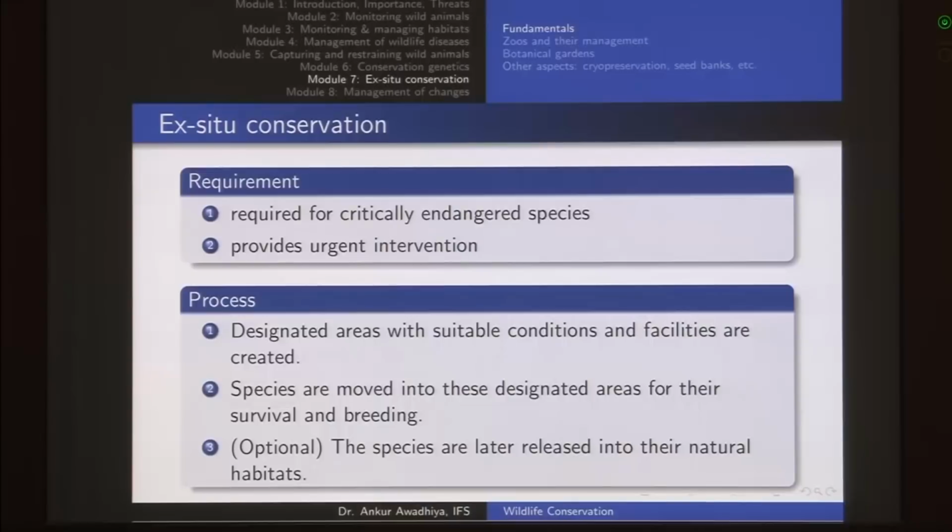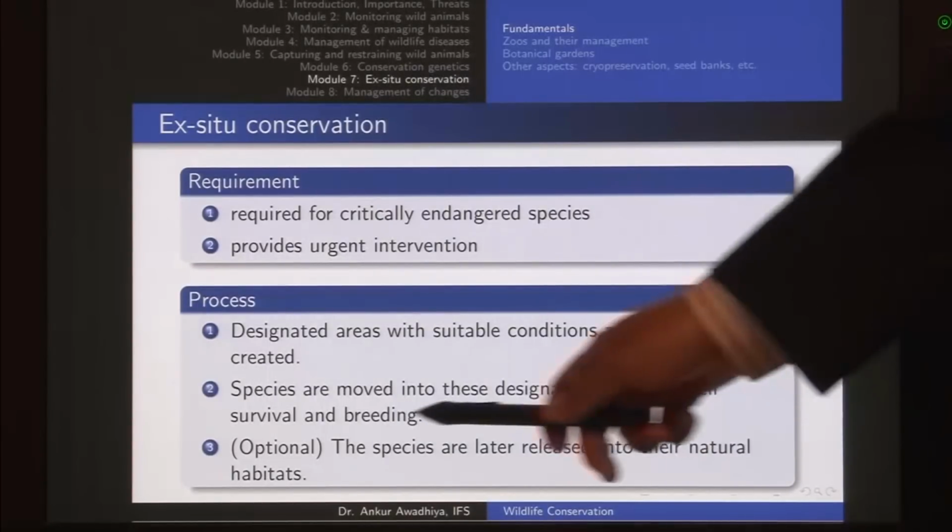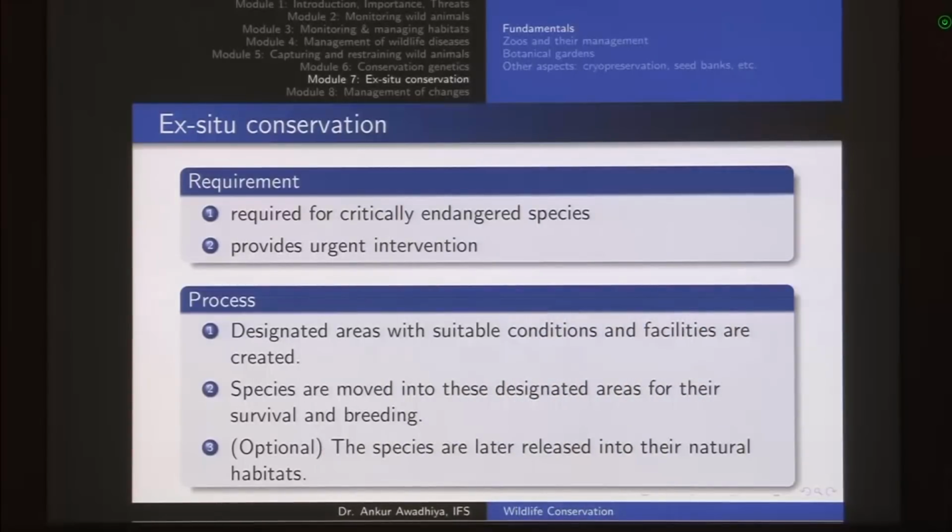Now here the process is that we designate areas with suitable conditions and facilities. So these facilities are created, and then species are moved into these designated areas for their survival and breeding. So essentially we are talking about the translocation of animals from their natural habitat into our facilities, and then our aim is twofold. We want more and more survival and more breeding, so that the number of individuals goes up. Once that happens, once we have a sufficient number of animals, then the species may later be released into their natural habitats.